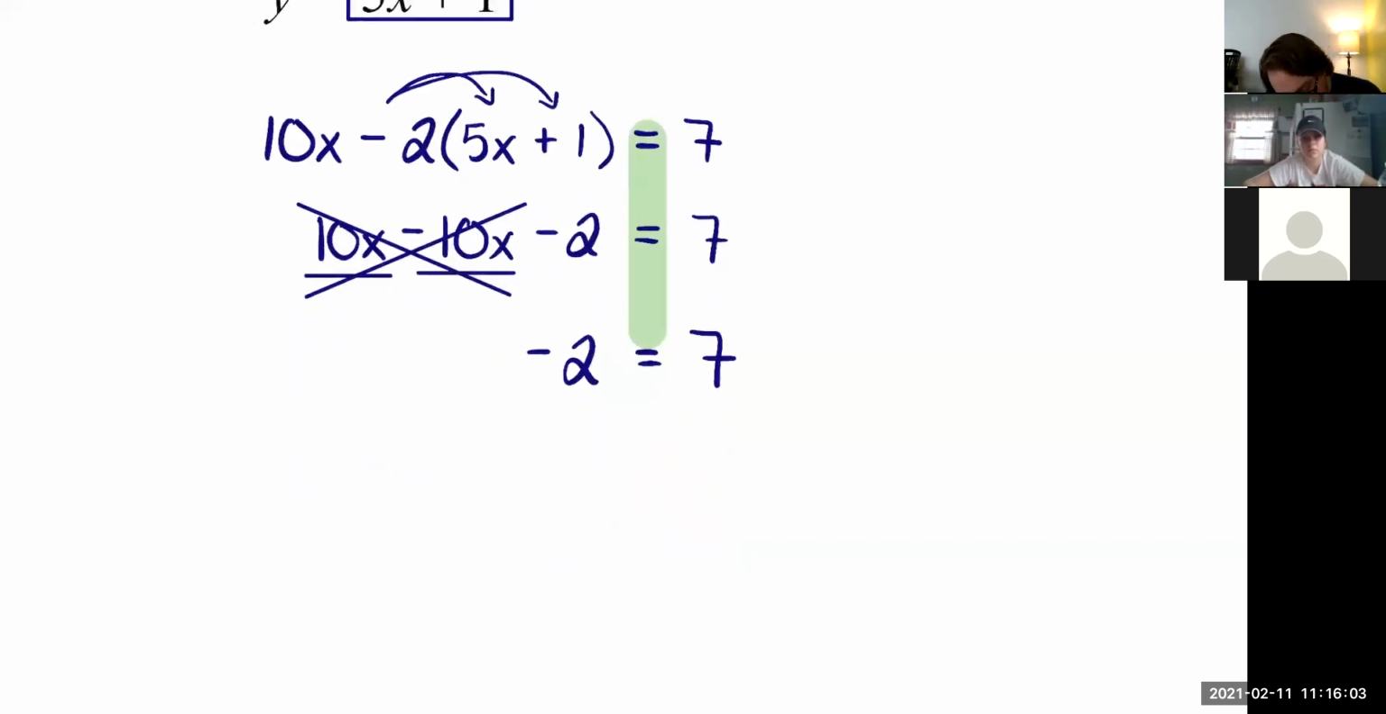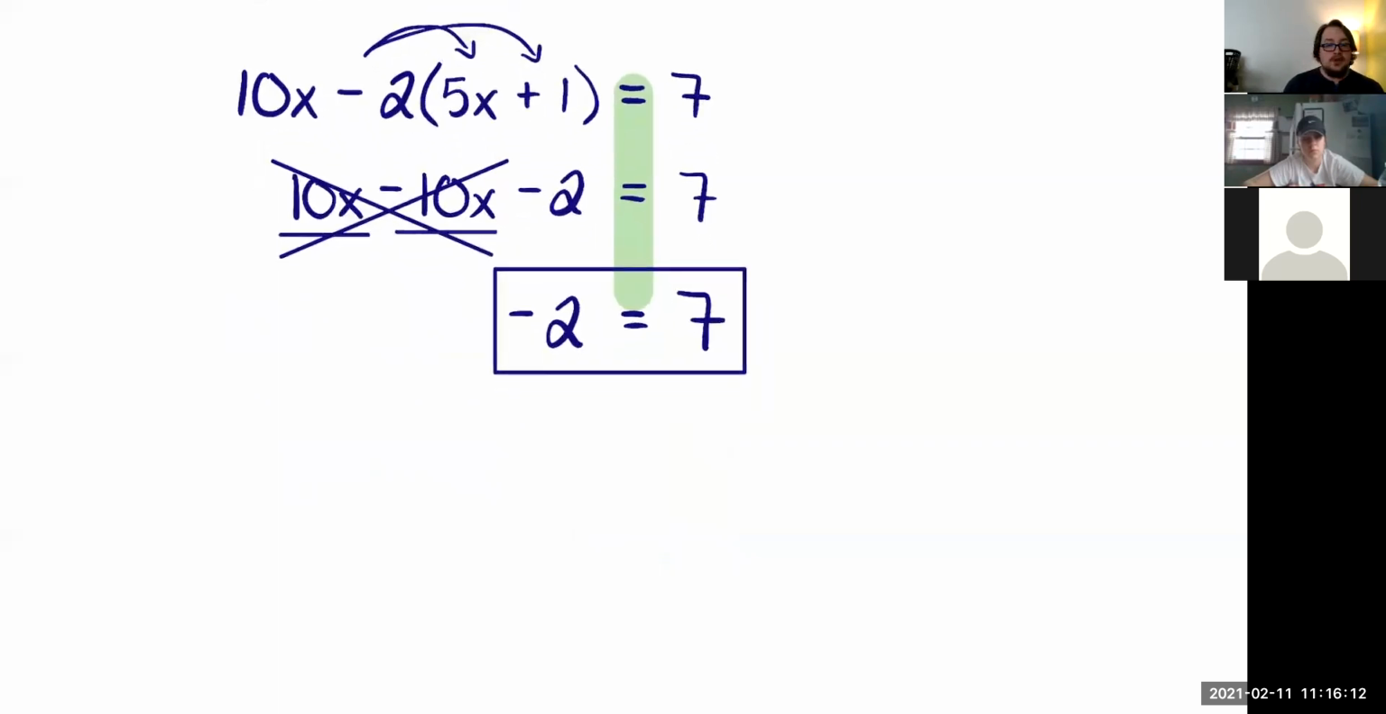So how would you describe this statement? Well, yes, I know we know it's going to be no solution, but if we didn't know no solution was a thing, would you say this statement is true or false? False.